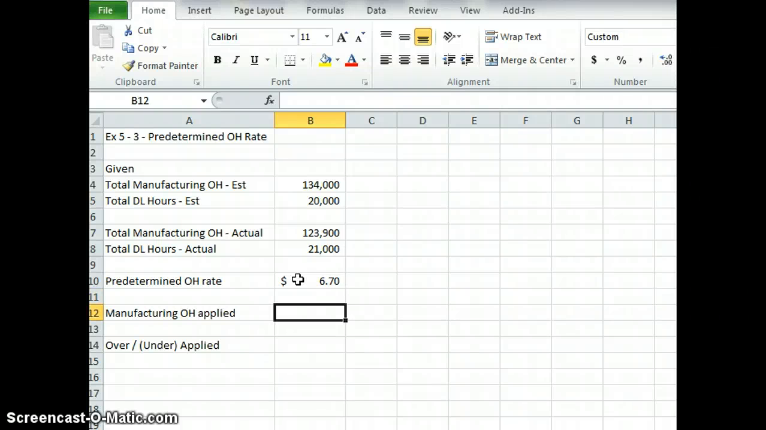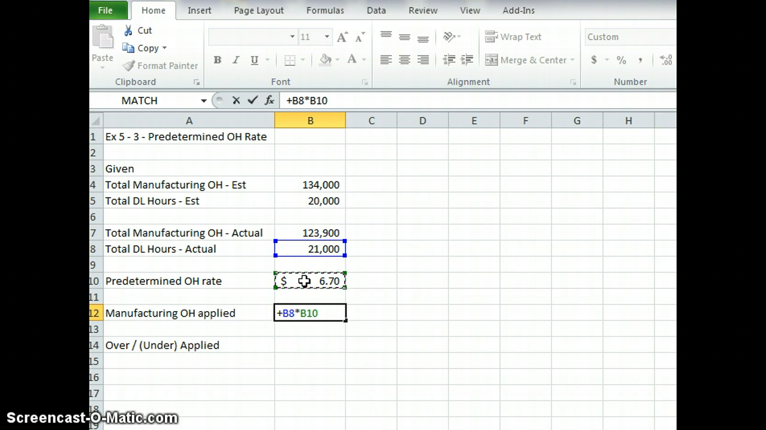Once you get to the end of the year and you actually know how many hours you worked and how many dollars you spent, it's necessary from a cost accounting method to figure out whether or not you've under or over applied. And the steps that you go through is to first figure out how much manufacturing overhead has been applied. That's going to be based on a calculation of actual hours multiplied by your predetermined rate. The problem gave us actual hours. It said the hours worked were 21,000 instead of the estimate of 20. So we're going to take 21,000 and we're going to multiply that by $6.70.